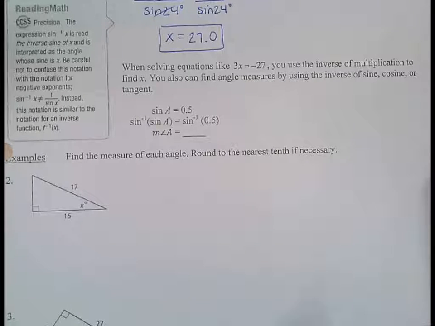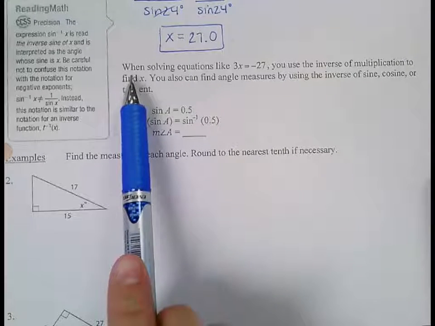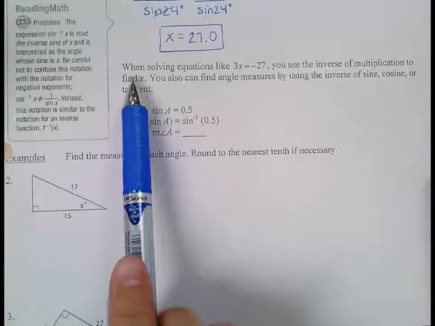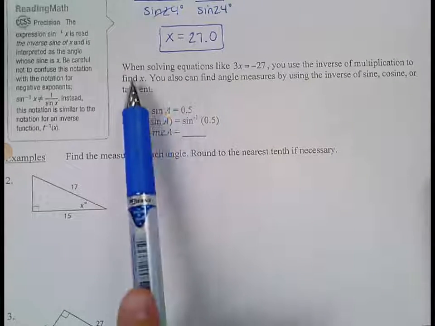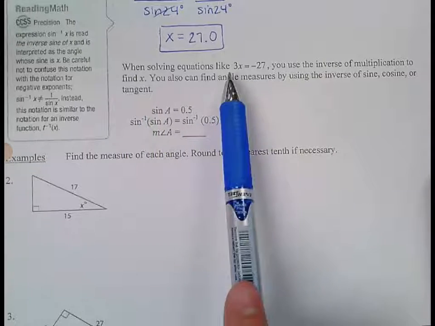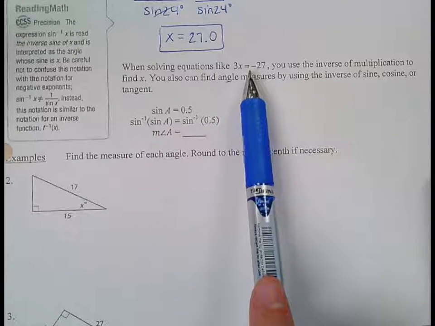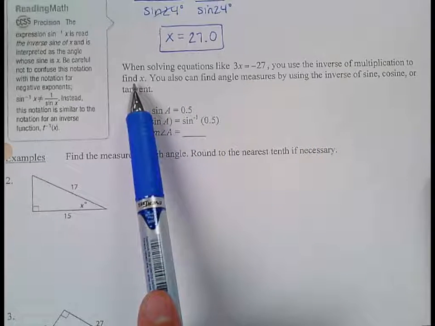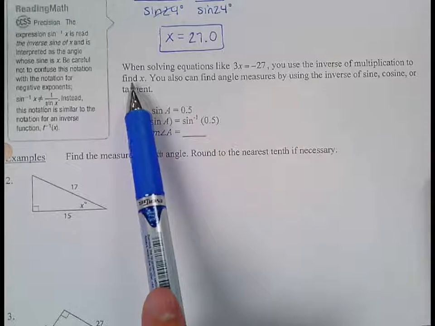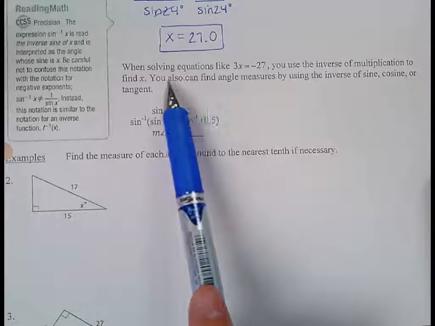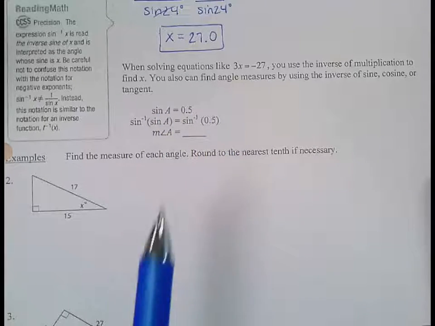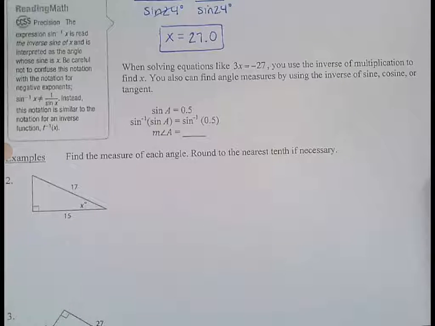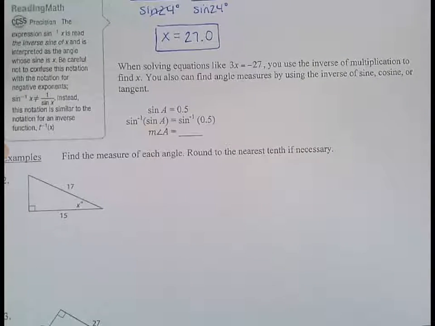In this next part, we are now going to be using trig functions to find angle measures of a right triangle. It says here, when you're solving equations like 3x equals negative 27, you use the inverse of multiplication to find x. So the inverse of multiplication would be dividing each side by 3. So we can also find angle measures of right triangles by using the inverse of sine, cosine, or tangent. I first want to show you what that notation looks like. You may remember it, again, if it came up in geometry.